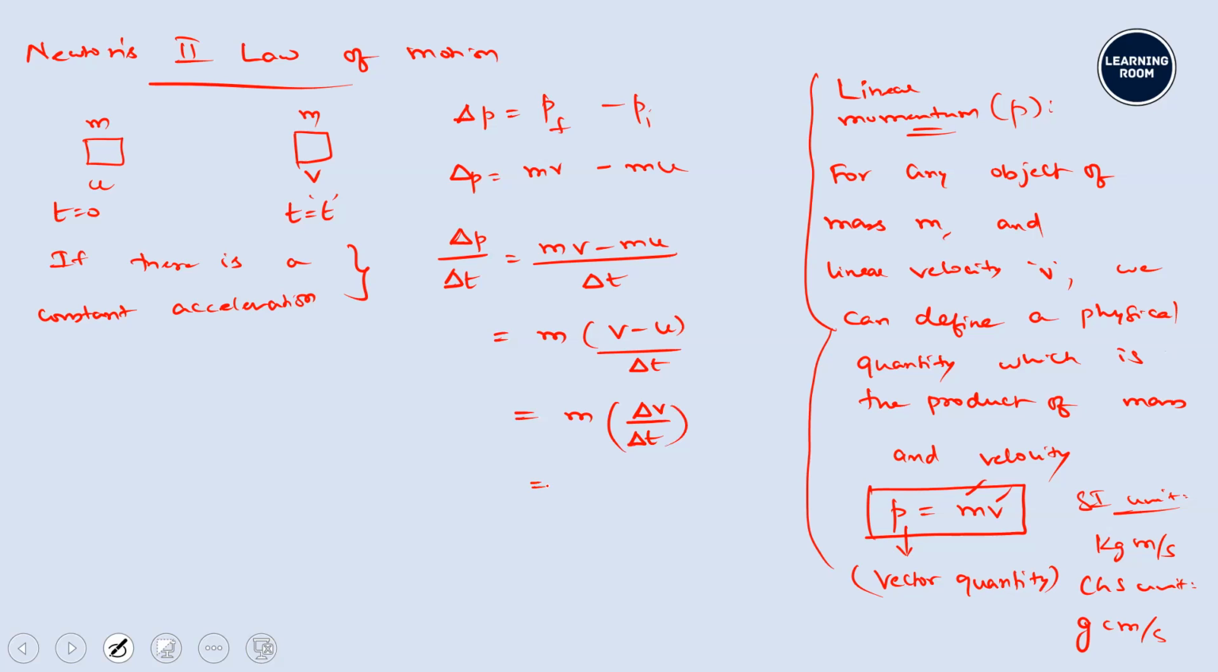So what is delta V by delta T? This is what is called the average acceleration. If you are able to define a parameter like this, then you call this the external force. That's what Newton's second law speaks to. So F external is equal to mass into acceleration. Maybe this is how you would have learned in your lower grades, but the mature way of explaining it is that the external force is equal to the rate of change of linear momentum.